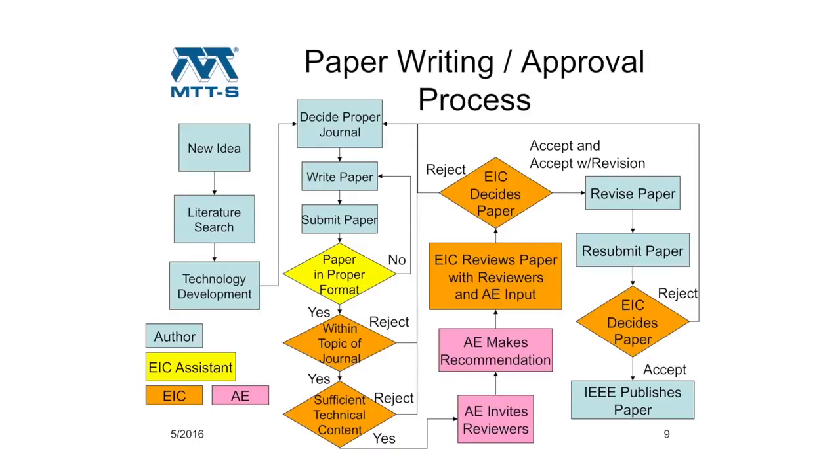Journals are totally different. Same process of developing your technology and doing your literature search, that's all the same. But instead of deciding what conference you're going to submit your paper to, you decide what journal you're going to submit your paper to. Now, how do you do that? Well, you did your literature search. Which journals were most of the papers in that came up with similar keywords? That's probably an indication that those are the journals you may want to consider submitting to.